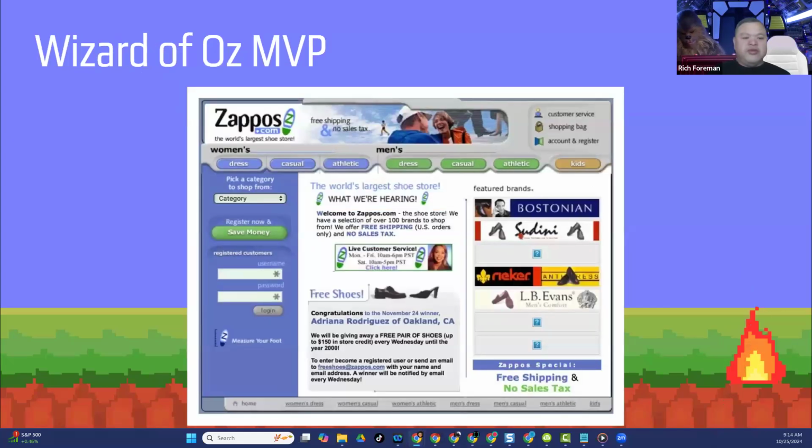Another example is the Wizard of Oz MVP. If you saw the movie The Wizard of Oz, the Wizard was essentially a puppet, and in the back it was controlled by a man behind the curtain. And the MVP is just a facade. A great example of that is Zappos. When Zappos started, they had a hypothesis: would people be willing to buy shoes online?